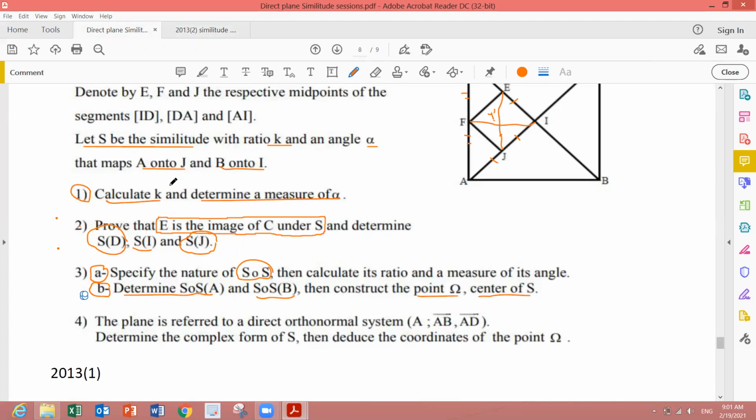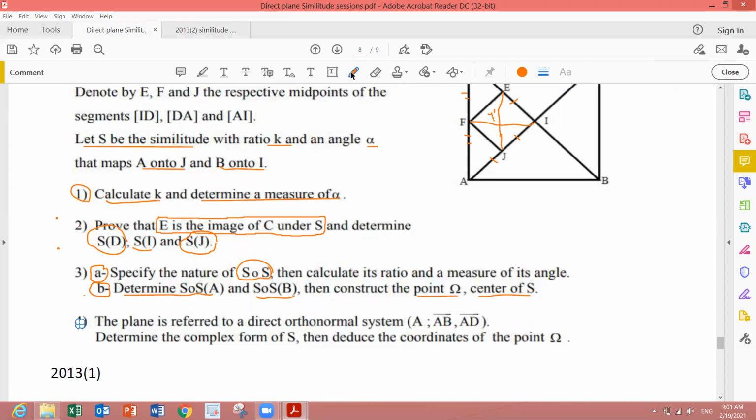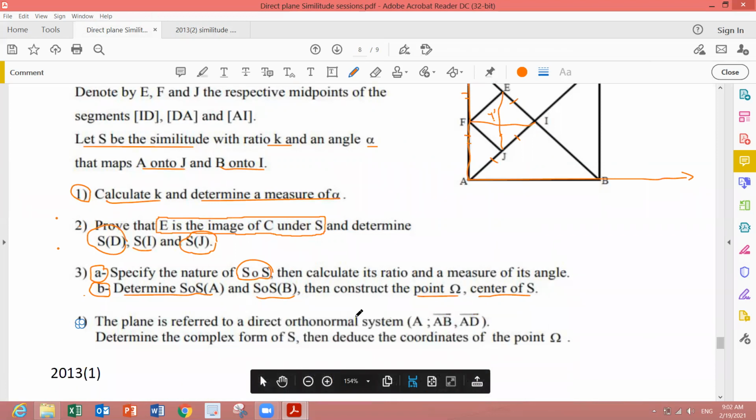The last part, part 4. The plane is referred to a direct orthonormal system A, B, A, D. So we have a system where AB is 1 unit and AD is 1 unit. Determine the complex form of S, then deduce the coordinates of the point omega.